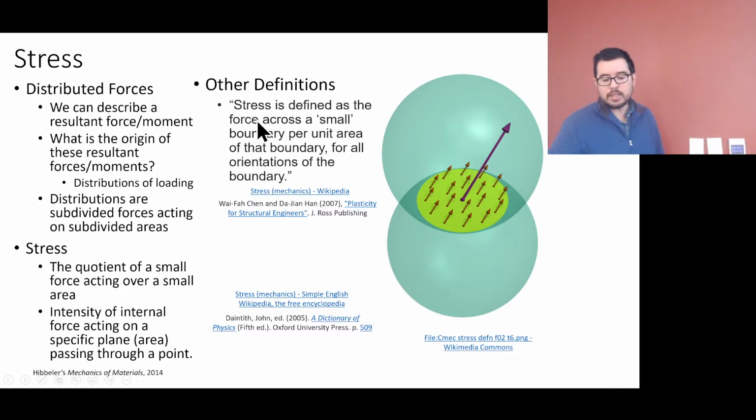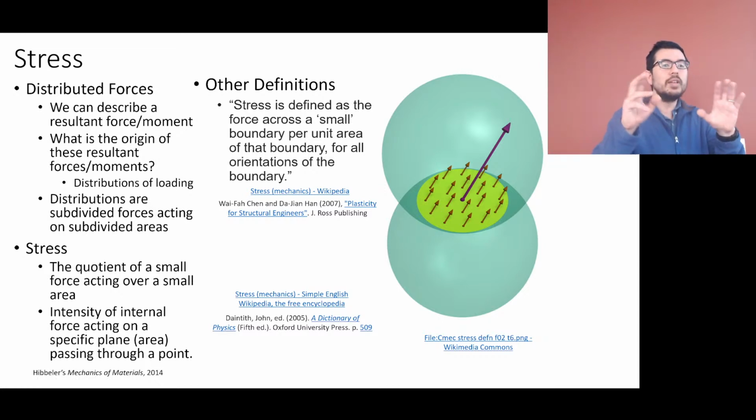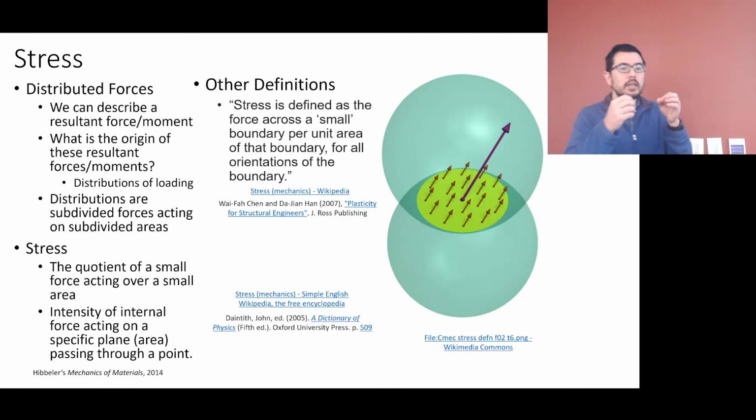Another definition. Stress is defined as the force across a small boundary per unit area of that boundary for all orientations of the boundary. In this case, you see this force and these resulting stresses, or you can look at them as ΔFs. They have different units, but the arrows could be thought of as either. When I say ΔFs, I mean small pieces of the force, or small pieces of the force divided by the small area, as we've just been talking about.